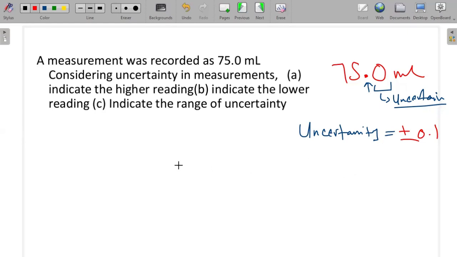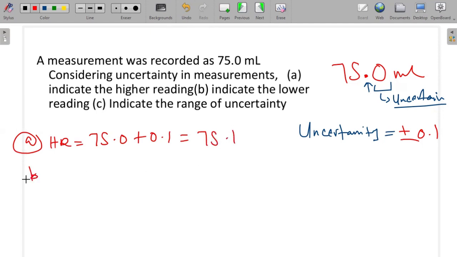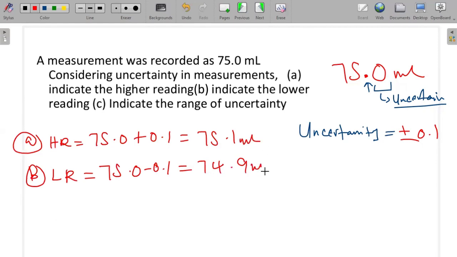Now let's find the higher reading. A, the higher reading, will be 75.0 plus 0.1, which gives me 75.1. The lower reading will be 75.0 minus the uncertainty, so this will be 74.9. You should remember to include the units there.